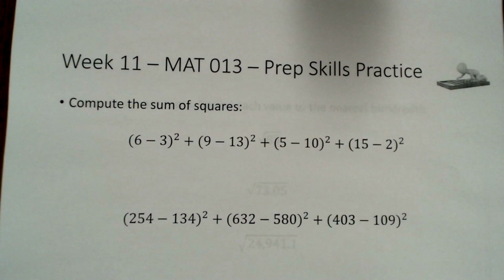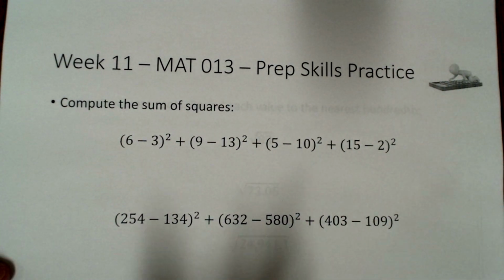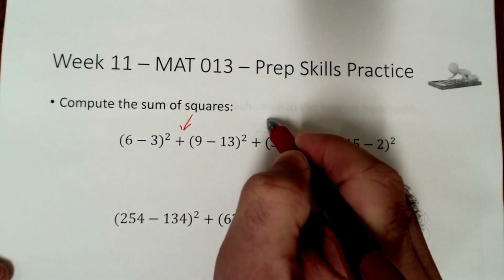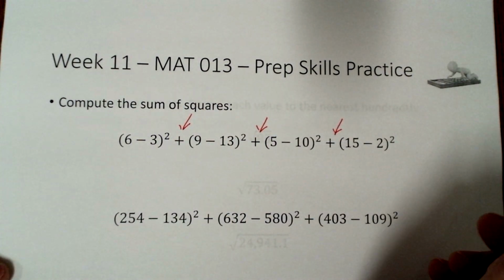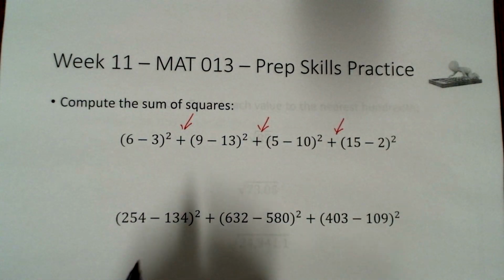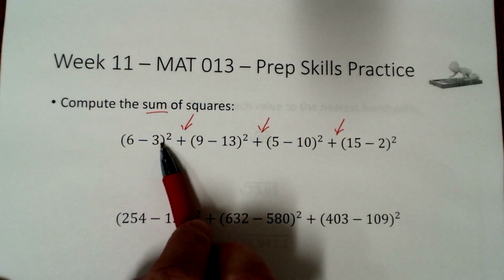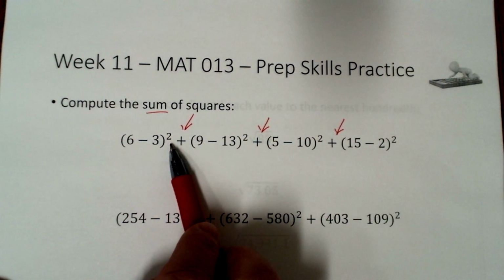All right, what are we doing here? We're computing the sum of squares. And again, anytime we hear the word sum, we're talking about adding. That's 5 plus 2 is 7. 7 is called the sum. It's just that language of math. So the sum of squares. Well, what does that mean? Well, we're taking the results of each of these parentheses and we're squaring it.